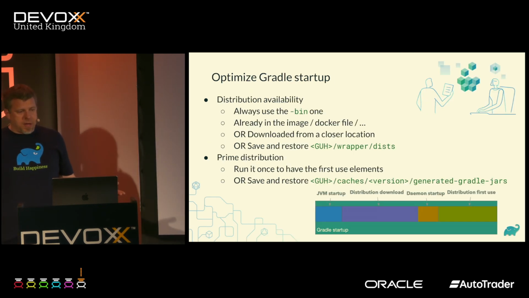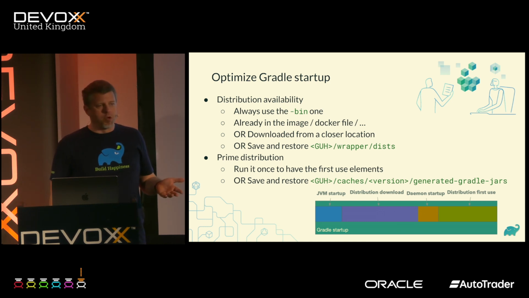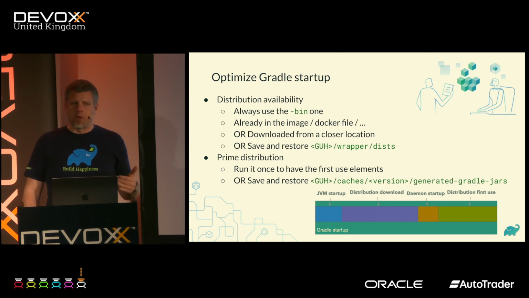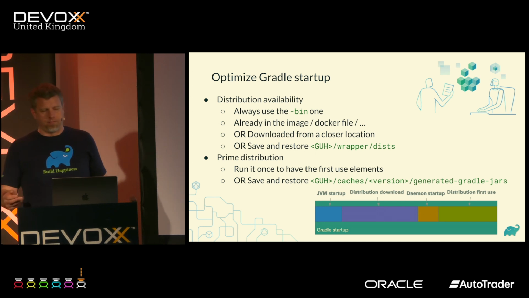So let's start by optimizing the Gradle startup. First of all, don't use the old distribution. It contains the documentation, the sources. While you want that information in your IDE, nowadays, if the Gradle wrapper uses the binary distribution, which is the smaller one, the IDE will download the documentation like the Javadoc and things like that. So always use the binary one.